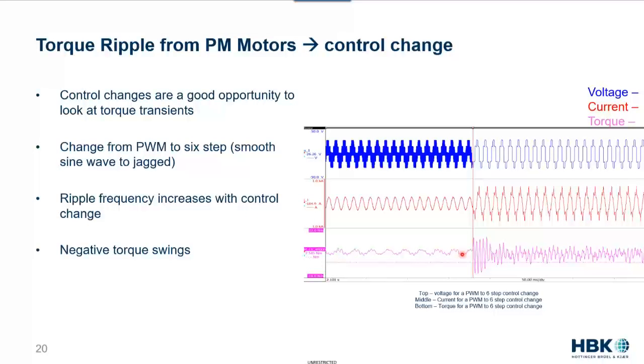So if we were to take an FFT and look at the PWM versus the 6-step, we would see a lot more harmonics and higher amplitude harmonics in this signal. So the torque swings in that 6-step excitation are going to cause all kinds of vibration issues in that system.